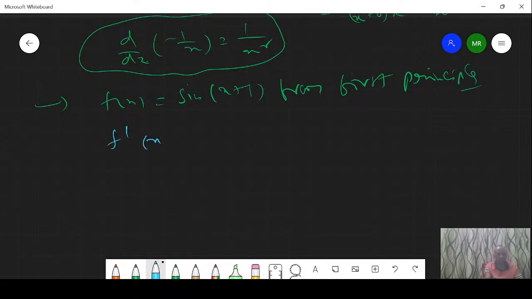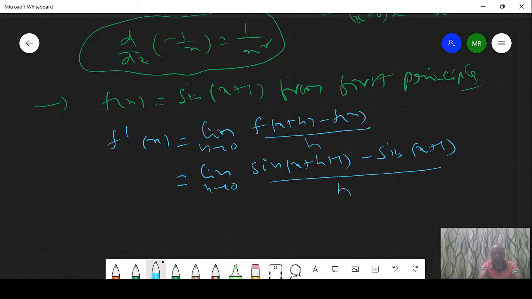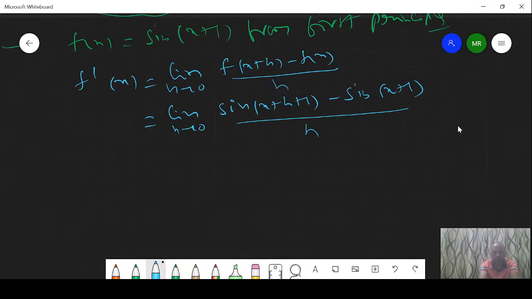You write the formula f dash x is equal to limit h tends to 0 of f of x plus h minus f of x, by h. Write the formula: limit h tends to 0, I can write sin of (x plus h plus 1) minus sin of (x plus 1), by h. Apply sin c minus sin d. Limit h tends to 0, this is 1 by h.